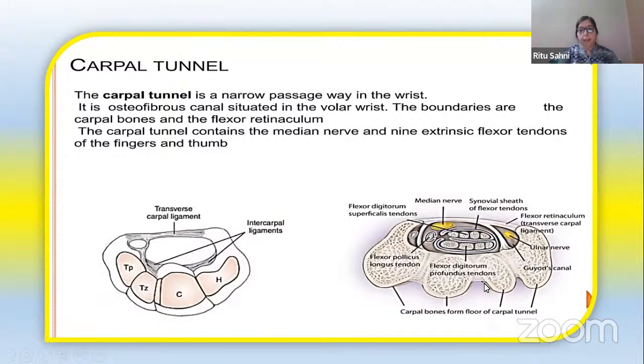This is the ulnar nerve where Guyon's canal is, and this is the flexor digitorum profundus tendon. The superficialis is still here on the first side, and this is the profundus. Also the flexor pollicis longus tendon is inserting. So these tendons can be the cause of carpal tunnel syndrome. And this is the transverse carpal ligament, and this is the intercarpal ligament.